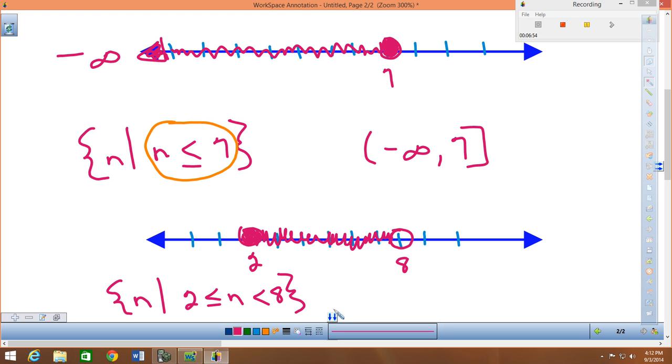Okay. But in interval notation, a graph just like this is why I like interval notation. My lowest number is 2. And it's included, so I'm going to put a bracket, comma. My highest number is 8. It's not included, so I put a parenthesis. So I know that my numbers go from 2 to 8. It includes 2, but it doesn't include 8.